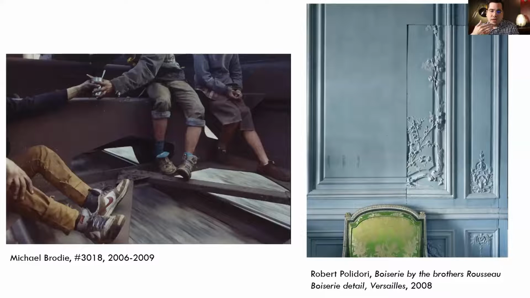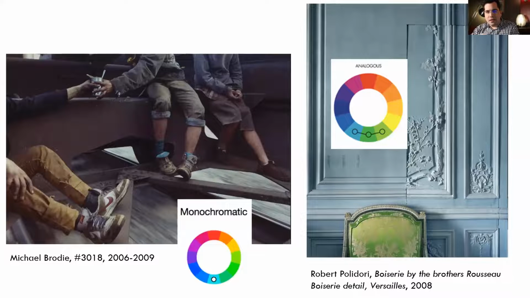Now over here, these are two different types of images. I want you to think about each one individually. Think to yourself, say it out loud: what is it that you see? Monochromatic on the left and analogous on the right.